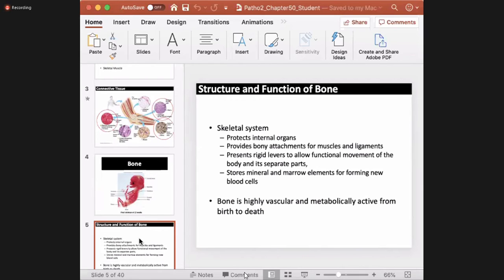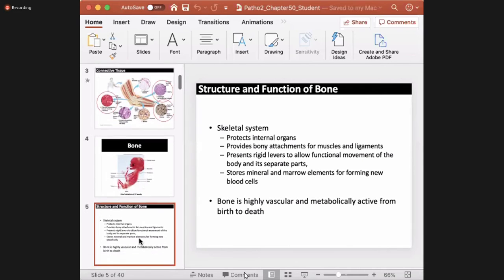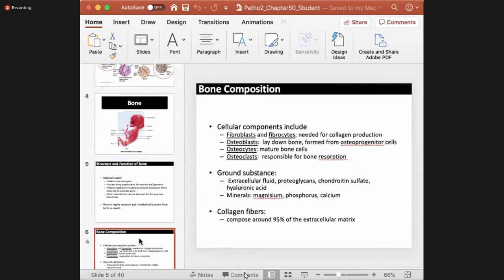Another thing about bone that's very important is that it's highly vascular. You've got a very rich blood supply coming to bone, and it's metabolically active. It's completely alive from birth to death. Your bone is constantly remodeling, it's constantly reshaping throughout your entire life. So it's important for us to remember the cellular components of bone, right? So, you know, the first set of cells that we need to really think about are our fibroblasts.